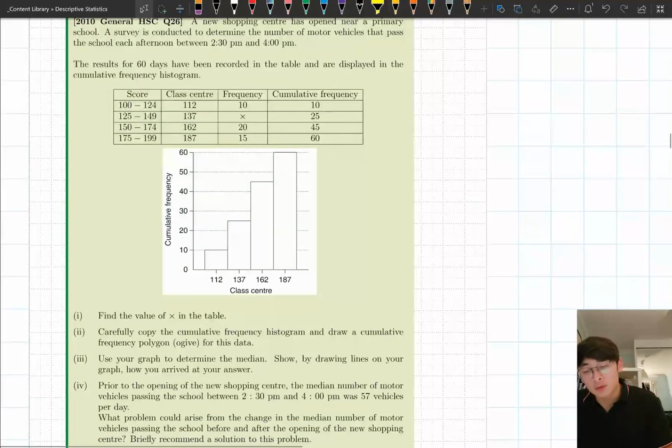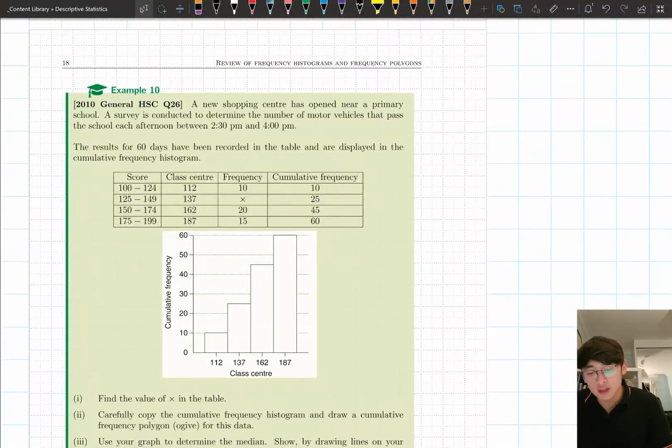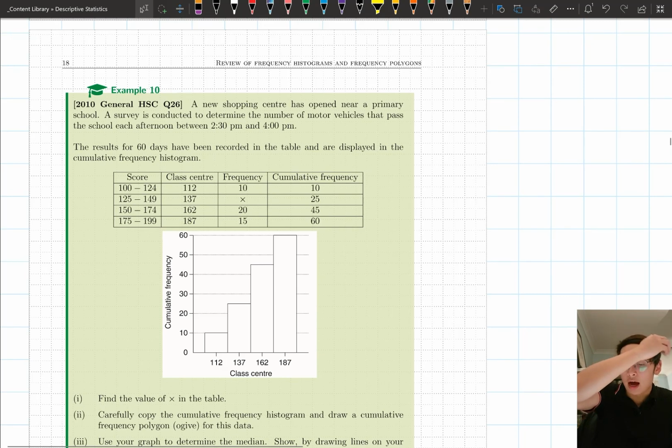This is from the 2010 General HSC question. And so here, let's just read through what the question tells me. A new shopping centre has opened near a primary school. A survey was conducted to determine the number of motor vehicles that pass the school each afternoon between 2:30 and 4 o'clock. The results for 60 days have been recorded in a table and displayed in a cumulative frequency histogram. And so here we've got this table and also the histogram underneath.